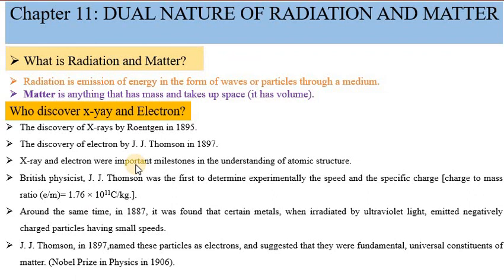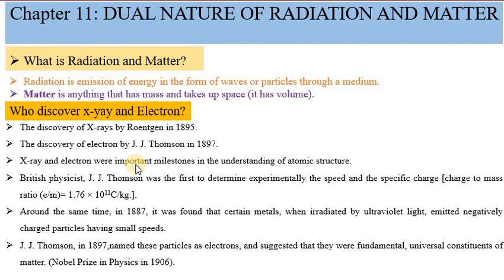The X-ray was discovered by Rontgen in 1895, and the electron was discovered by British scientist J.J. Thomson in 1897. These two things, the electron and the X-ray, are very important milestones in the understanding of atomic structure. To explain the atomic structure of a material, these things are very important.